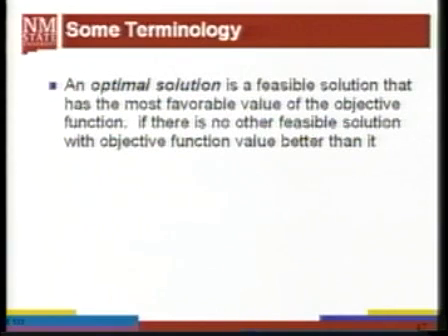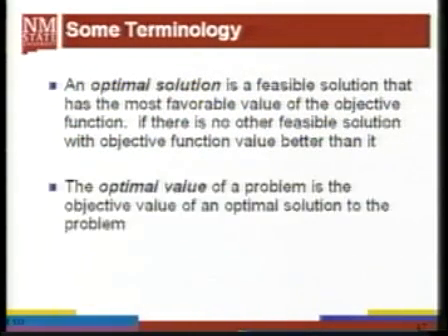In that case, the most favorable value is the largest value if the objective function is to be maximized, whereas it will be the smallest value if the objective function is to be minimized, right? And the optimal value of a function is the objective value of an optimal solution to the problem.